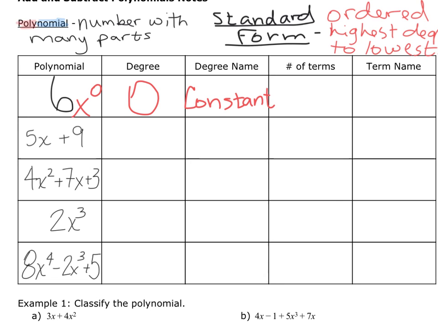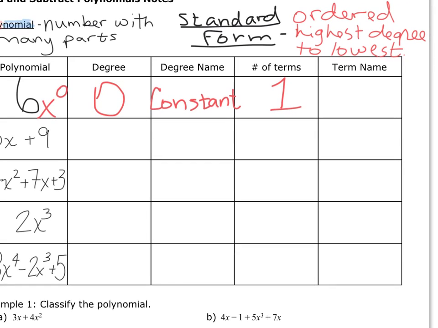So next I want to identify the number of terms. That's just like before when we would say combine like terms, so that's the pieces, right? So how many terms does the polynomial 6 have? Just the one. It just has 6, right? So if I have one term, the vocabulary word for one term is monomial.